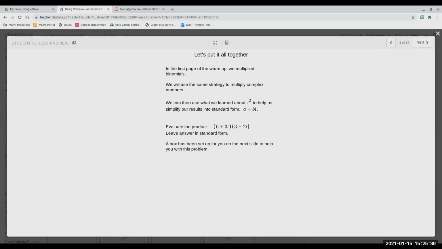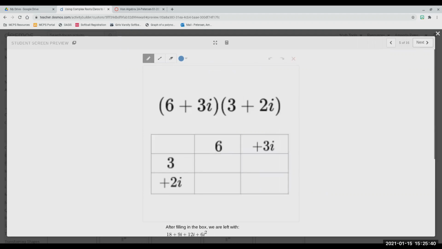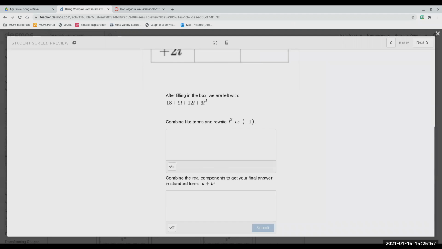The strategy to multiply complex numbers is the same strategy that we used on the warm-up slide when we multiplied those binomials with the x's in it. Well, the same thing is going to happen here on slide 5. So I want you to go ahead and pause the video and try this out for yourself, and when you're done, you can scroll down because there's more at the bottom.